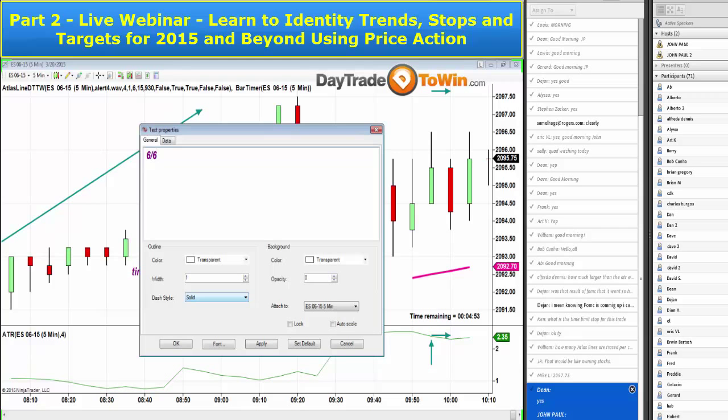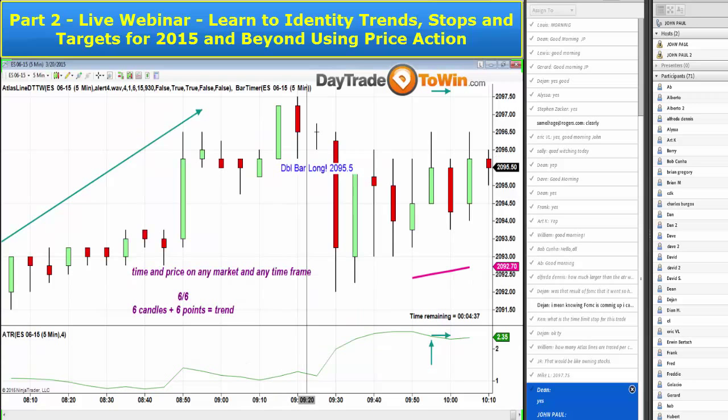I need a combination, I need both, 6 candles plus 6 points occurring to equal a trend. And if you don't have 6 points and 6 candles happening, a minimum of each, happening at the same time, then we don't have a trend. Or maybe the trend up hasn't converted into a trend down.